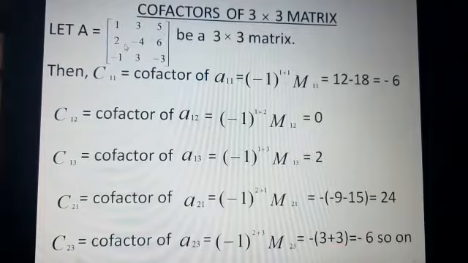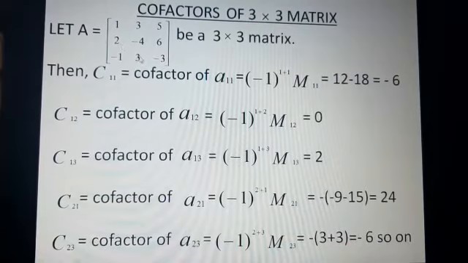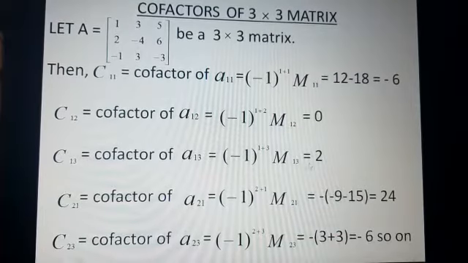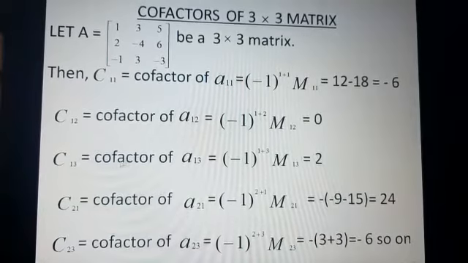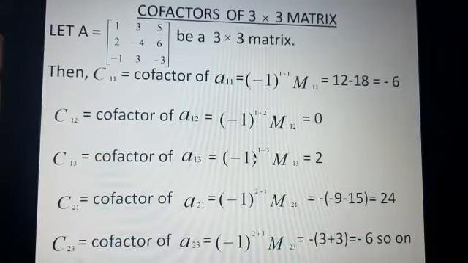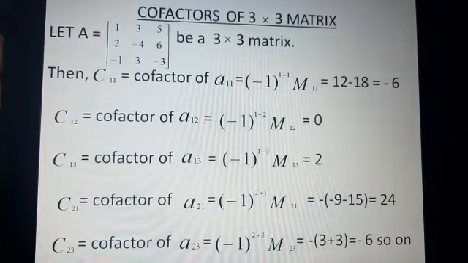C13 you can check, it is the cofactor of this element. So I will leave this row and this column, and here I will get 6 minus 4, that is 2. And for C13, again you can see the power is 1 plus 3, that is even only. So I will get C13 equal to M13. Both are the same, that is 2.